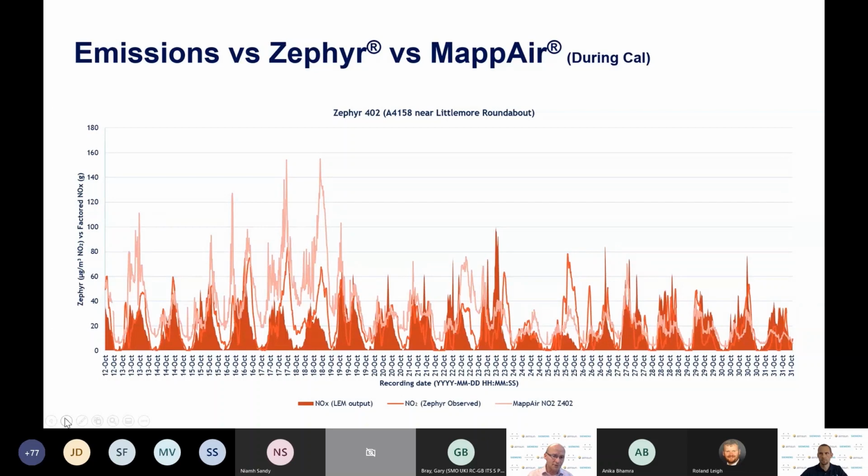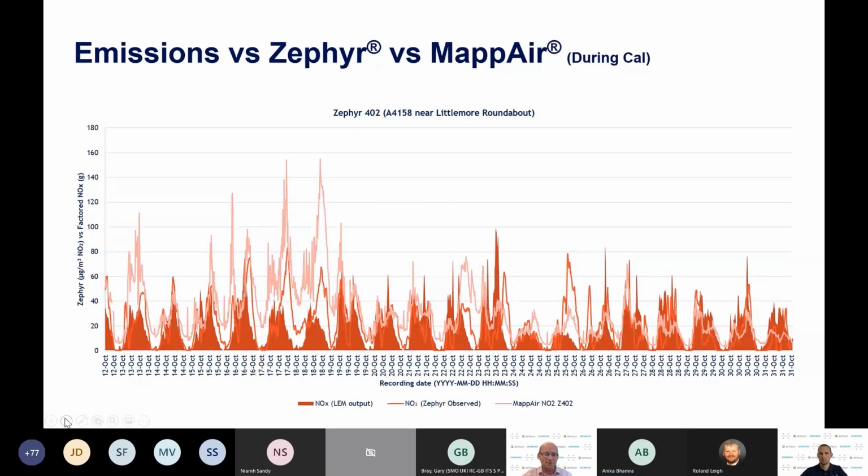So what this graph shows you is that whilst we're looking at three different things, do they actually relate to each other? Can we see that there is a relationship between the tailpipe to the observed to the dispersion? And actually, it does show you that there is a correlation, if that makes sense.